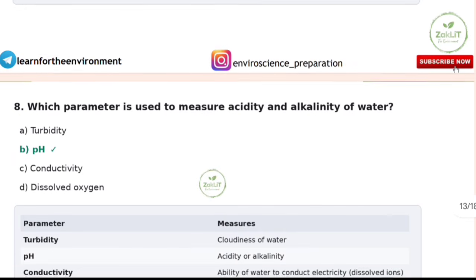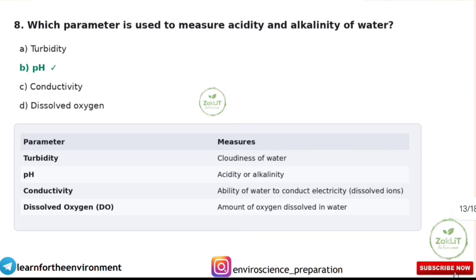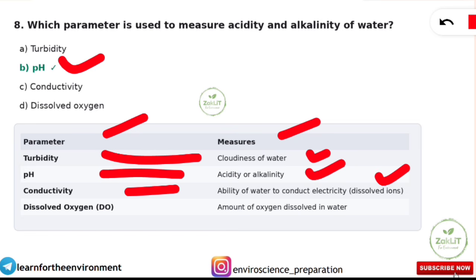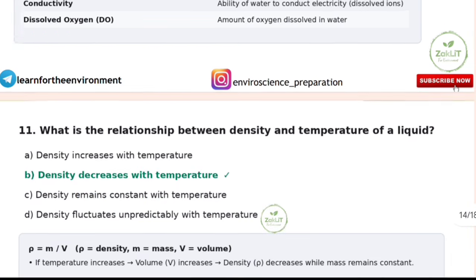Coming to the next question. It is a chocolate question. Which parameter is used to measure the acidity or alkalinity of the water? It is the pH. Yes, pH measures the acidity or alkalinity of the water. Here you should know which parameter measures what. Turbidity measures the cloudiness of the water. pH measures the acidity or alkalinity. Conductivity measures the ability of the water to conduct the electricity by measuring the dissolved ions. So it finds what are the dissolved ions which have the ability to conduct the electricity in the water. Dissolved oxygen, amount of oxygen dissolved in the water. Coming to the next question.